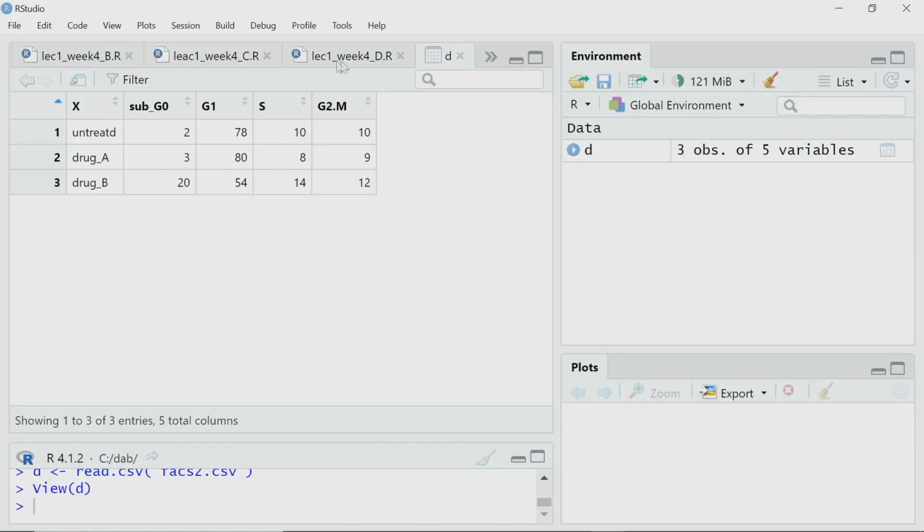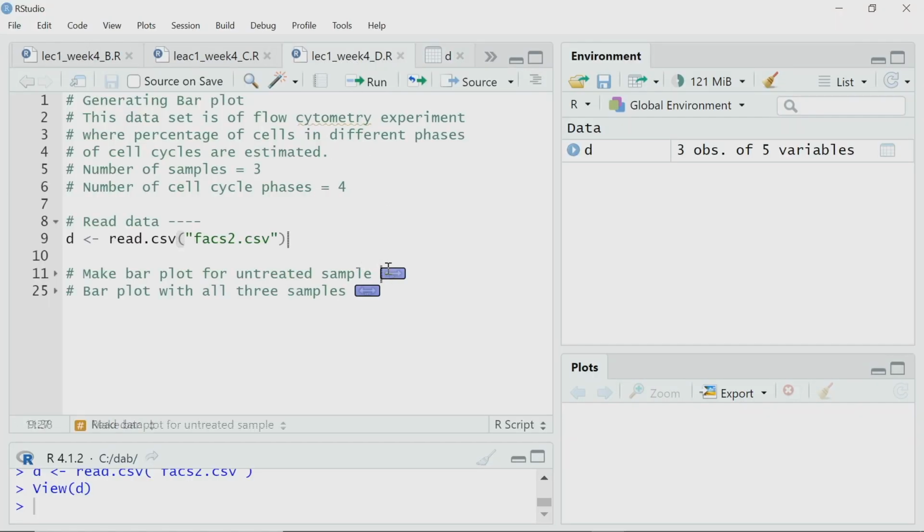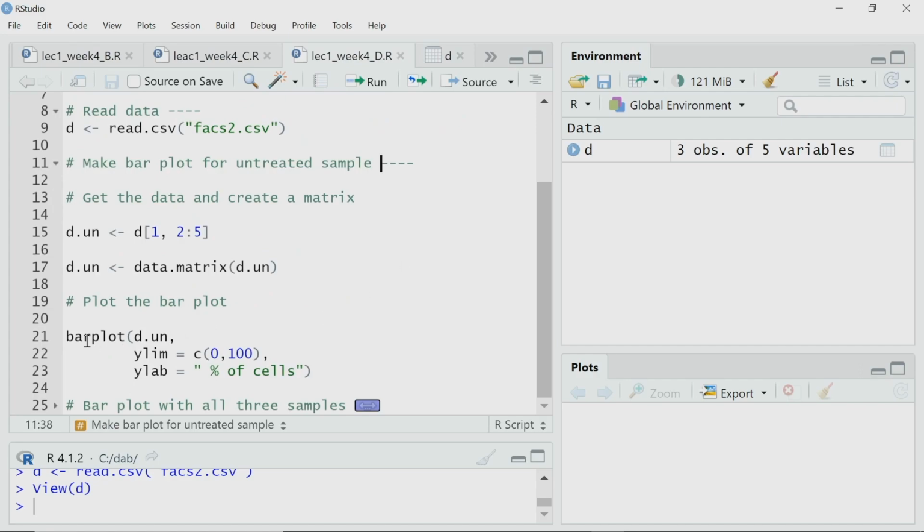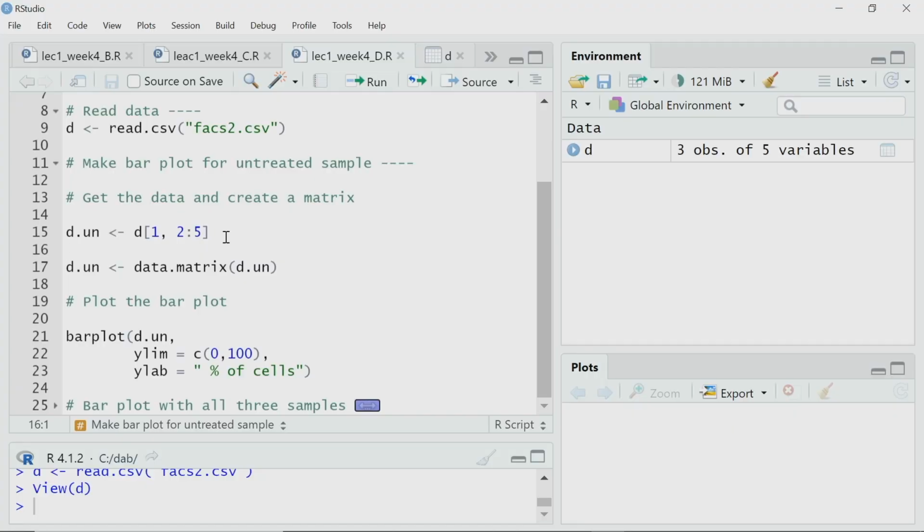So, now I want to use a bar plot to represent the data. First, I will simply make a bar plot for these untreated cells, and each of the bars will correspond to each of these cell cycle phases. To achieve that, I will use the inbuilt barplot function, but before I go into it, I have to do some transformation and processing of my data. So, I want the untreated samples. Let me extract that.